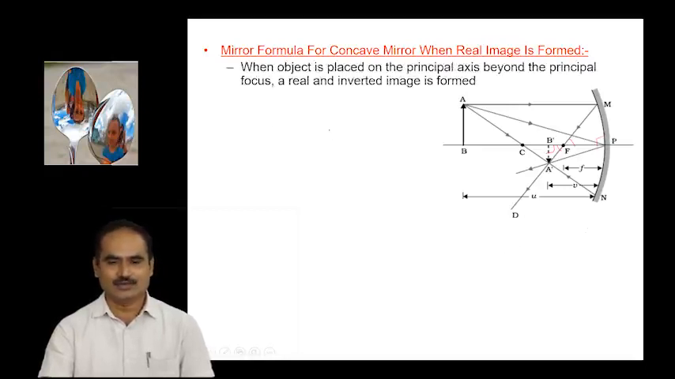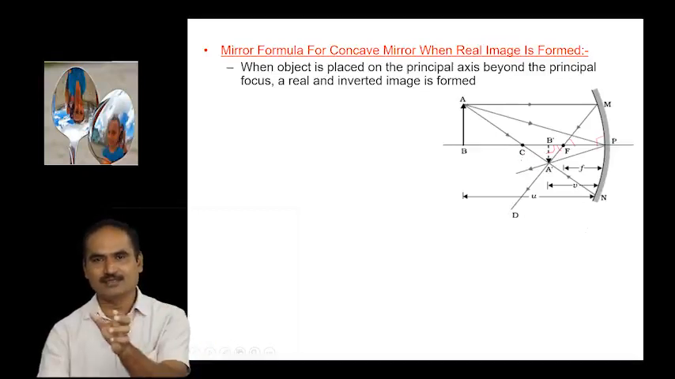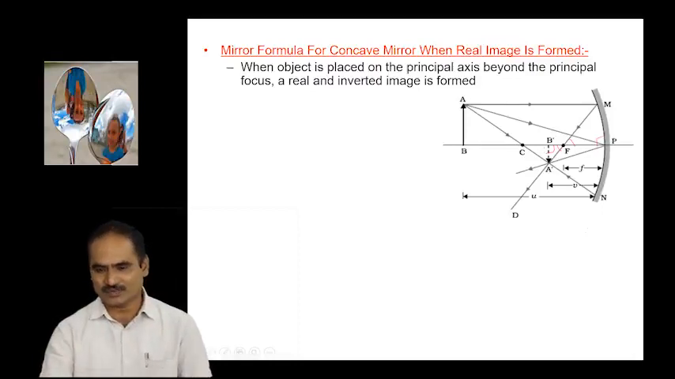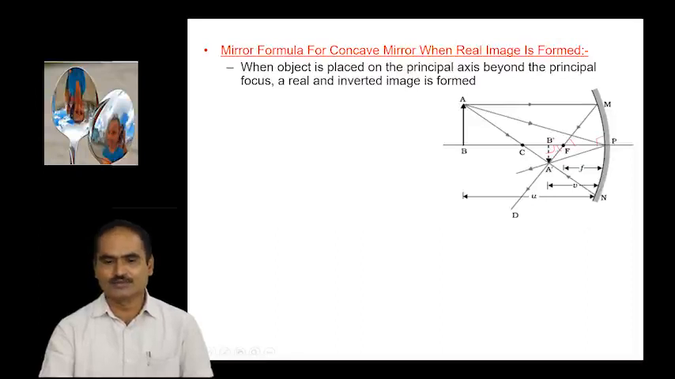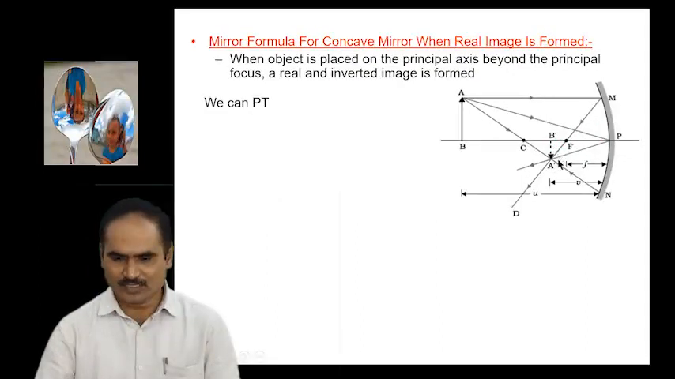Now let us keep the object AB far away from the center of curvature. When you keep an object far away from the center of curvature, the image forms between the center of curvature and the principal focus. So that is what we can see here, the image formed A dash B dash. Then we can also prove that triangle A dash B dash F is similar to triangle MPF. So we can prove that. How can we prove it? Let us see here.